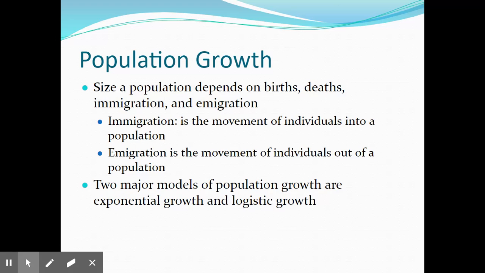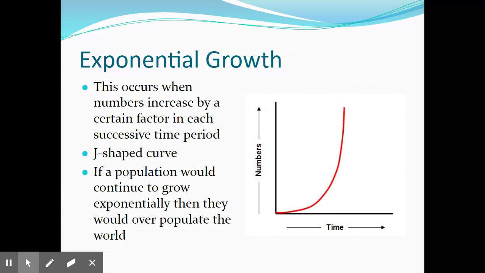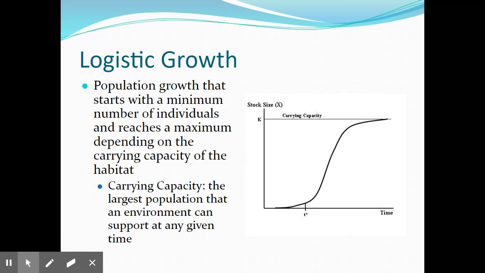The 2 major models to show growth are the exponential growth curve and the logistic. Exponential growth is a J-shaped curve. This would be an example of the human population. This occurs when numbers increase by certain factors in each successive time period. It is usually seen as a J-shaped curve, and the population would continue to grow exponentially until it hits its climax. Most of the time, we don't know where that happens with exponential growth. The human population has been in an exponential growth rate.